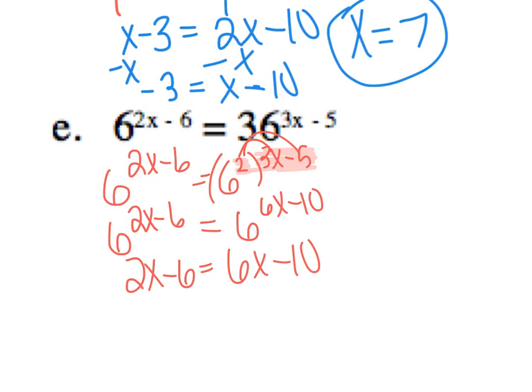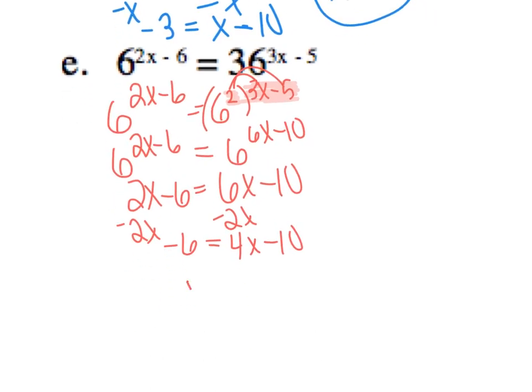If I subtract 2x from both sides, negative 6 equals 4x minus 10. If I add 10 to both sides, divide by 4, I get x equals 1.